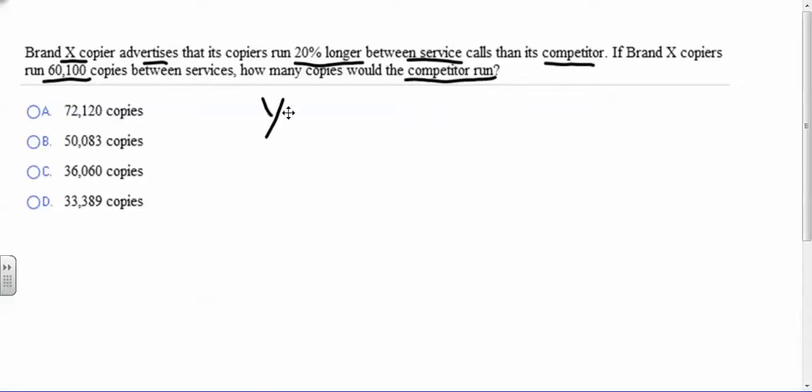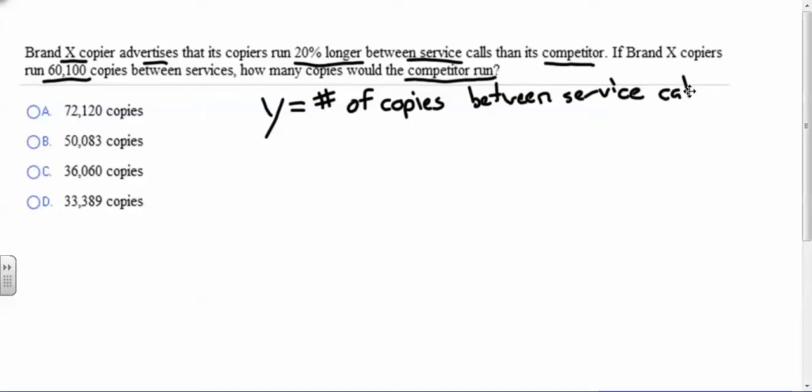Why don't we let y be the number of copies between service calls for the competitor. We don't know that. That is going to be the answer to the question. Now we do know brand X, though, is 20% longer than that, though. And that brand X is 60,100 copies between service calls.